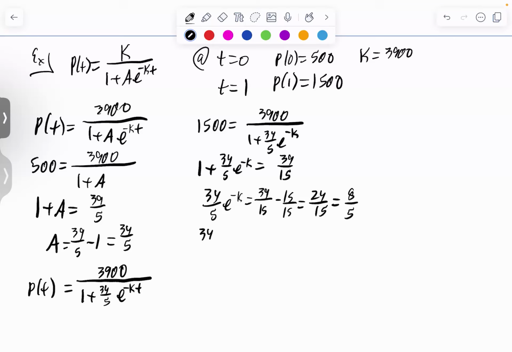So I have 34 over 5 e to the negative k equals 8 over 5. I'm going to multiply by the reciprocal of 34 over 5. This is going to be e to the negative k equals, the 5's reduce out, I get 8 over 34, which reduces to 4 over 17.